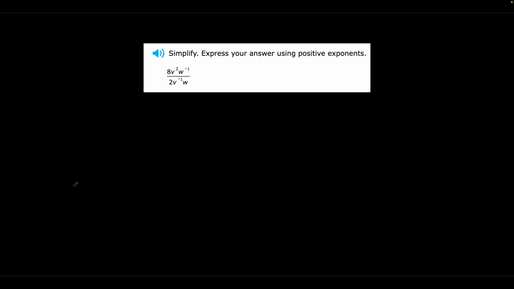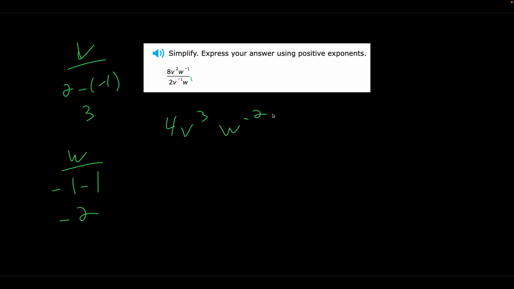All right, so let's try this problem. Here we do 8 divided by 2, which is 4. You do 2 minus negative 1 for the v's, which is 3. So v to the 3rd. And then for the w's, you always go top to bottom, negative 1 minus 1, because there's an invisible 1 here, which is negative 2. So now we're getting w to the negative 2.